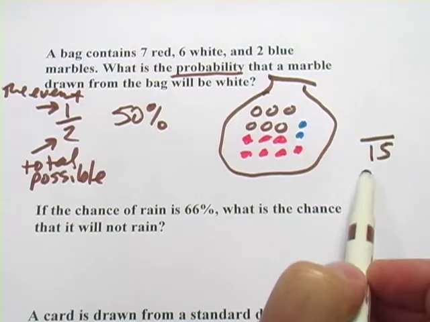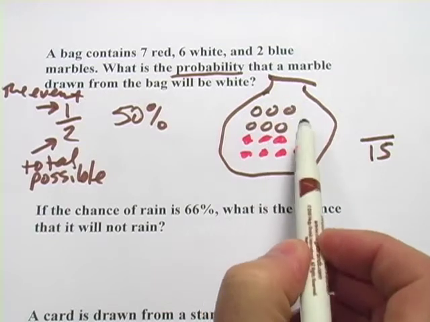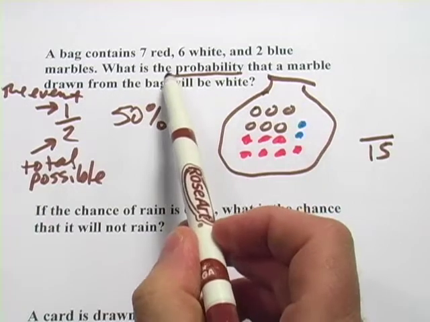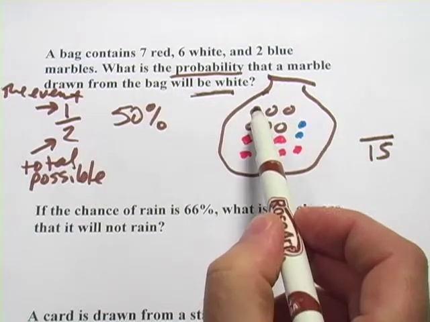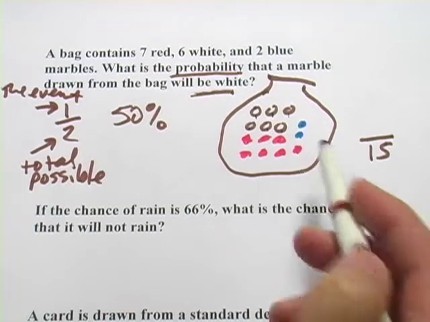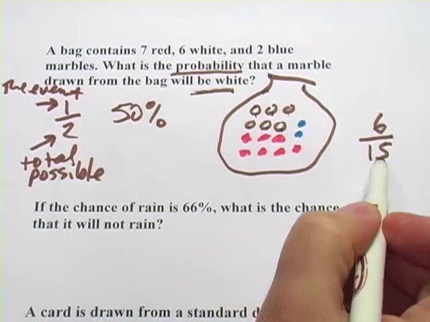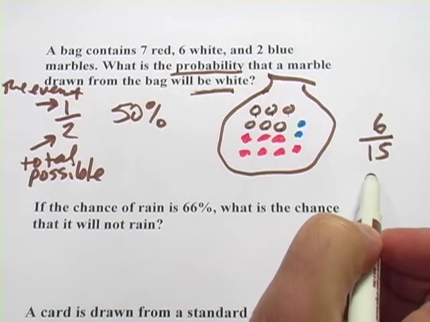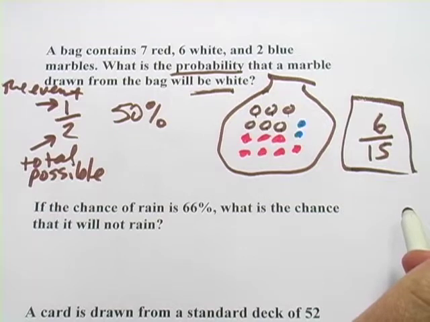Now I've got the total possible events on the bottom of the fraction. On the top, I want the event I'm talking about. And they're asking, what's the probability that a marble will be white if I pick it out of this bag? Well, I've got 1, 2, 3, 4, 5, 6 chances out of those 15 that the one I pull out will be white. So we would say the probability of drawing a white marble is 6 out of 15, or 6/15. And that's really all there is to it.